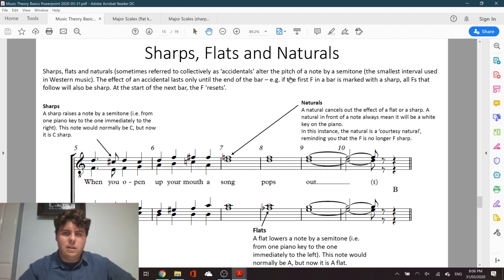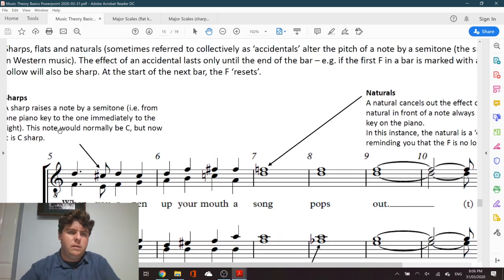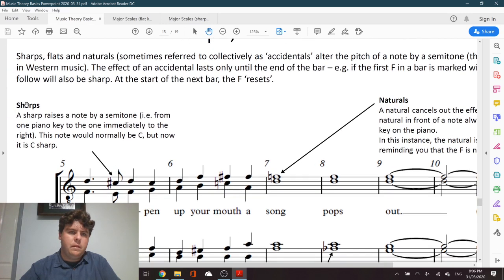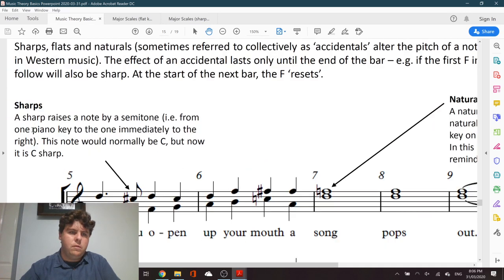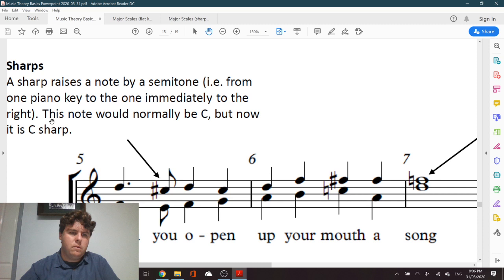For example, if the first F in a bar is marked with a sharp, all Fs that follow in that bar will also be sharp. At the start of the next bar, the F resets. I'll show an example of that down here. So let's look at, this is an excerpt from Zippity Doodah. Let's go in here and have a little look at what we're pointing at here.